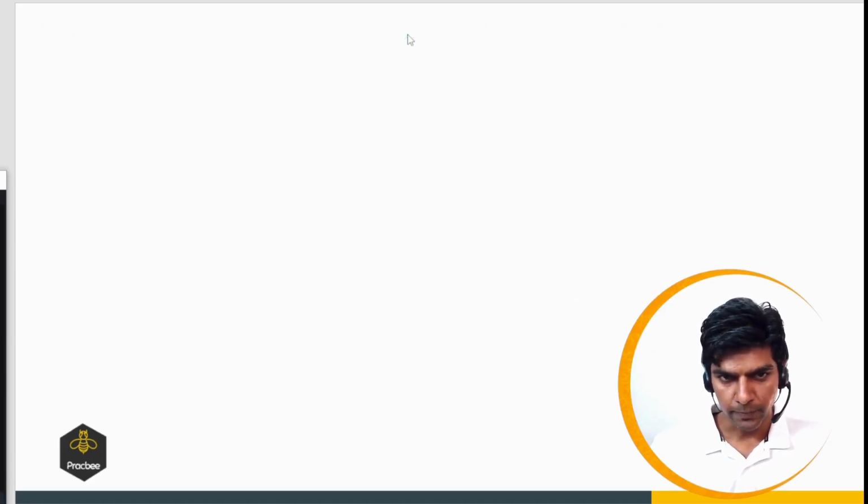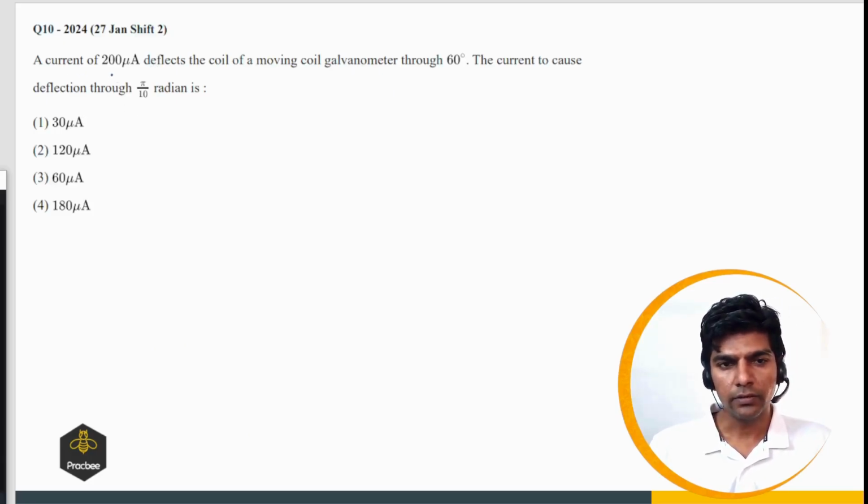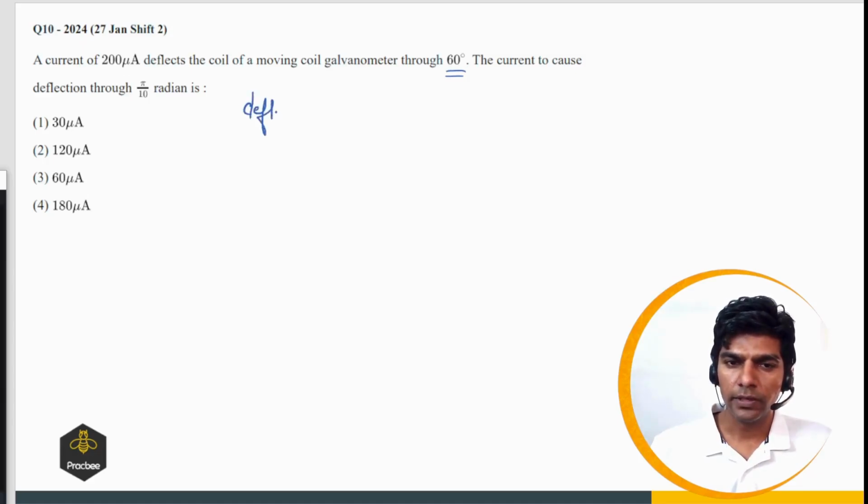Now let us see the next question. A current of 200 microampere deflects the coil of a moving coil galvanometer through 60 degrees. The current to cause deflection through pi by 10 radian is, and we know that deflection is proportional to the current.